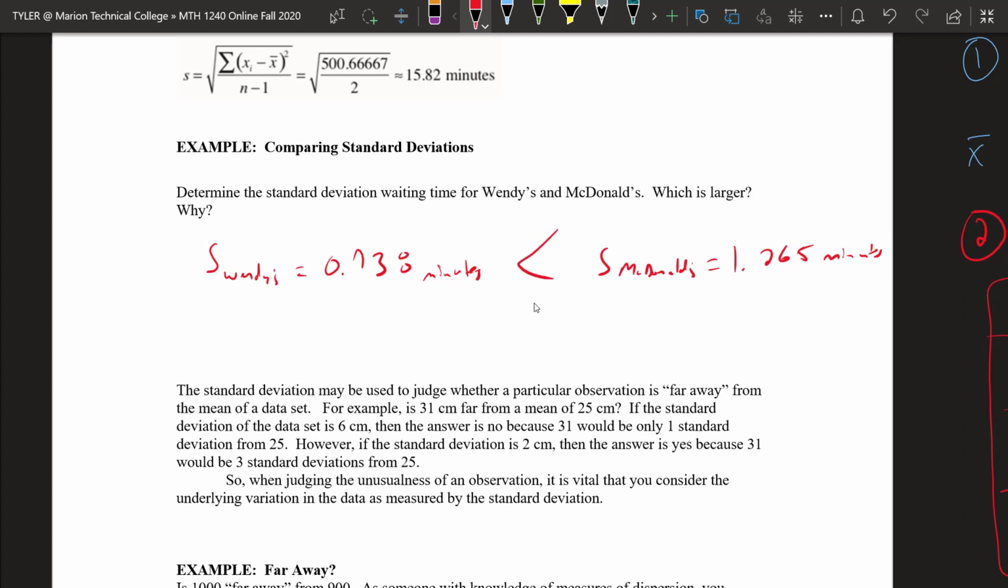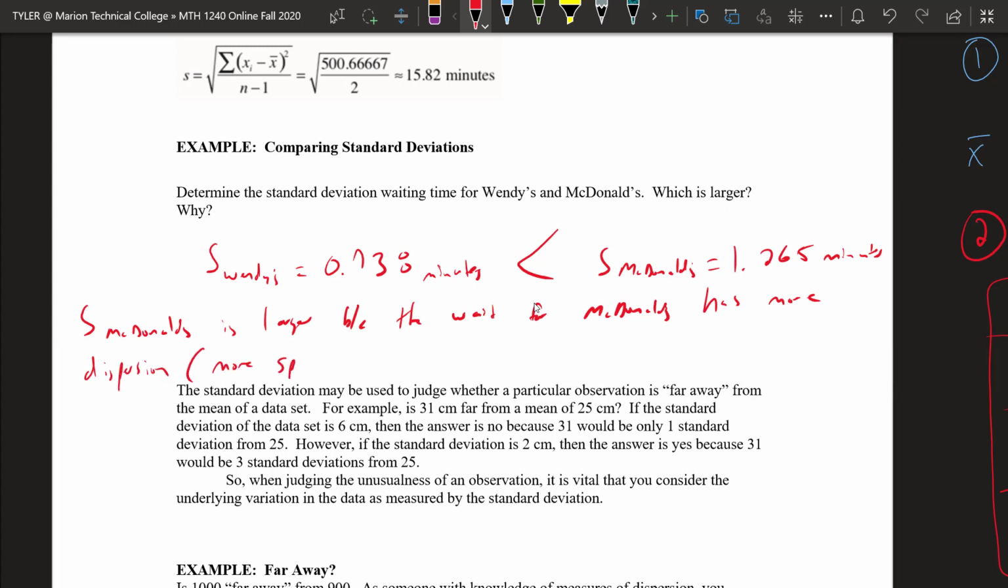So the McDonald's is larger, right? So S sub McDonald's is larger because the wait time for McDonald's has more dispersion, so more spread out slash, more horizontal spread than Wendy's, right? The Wendy's times were closer together, right?